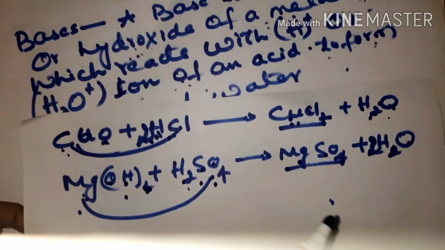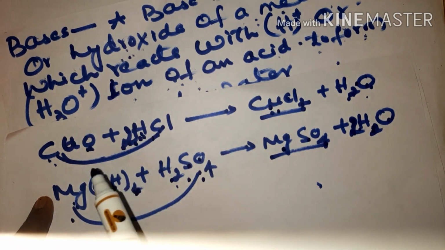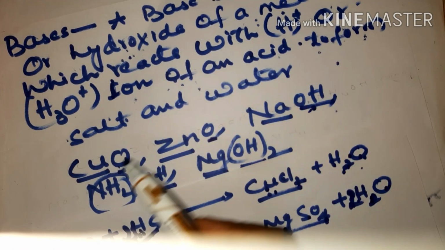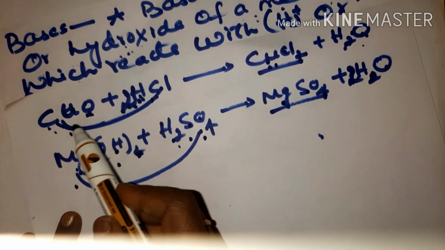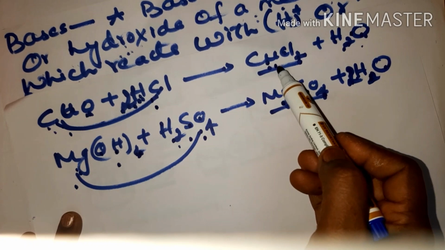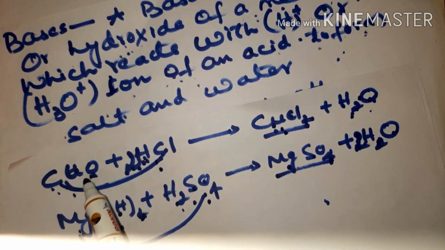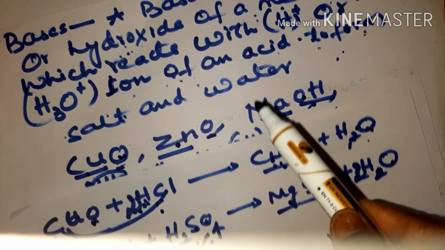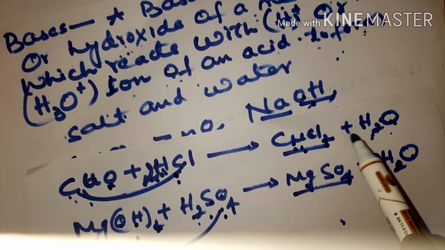So what is a base? A base is a substance which contains oxide or hydroxide along with a metal, and when these bases are made to react with acid, they form salt and water. You all understood, children? Bases contain oxides or hydroxides. When made to react with acids, you get salt and water.